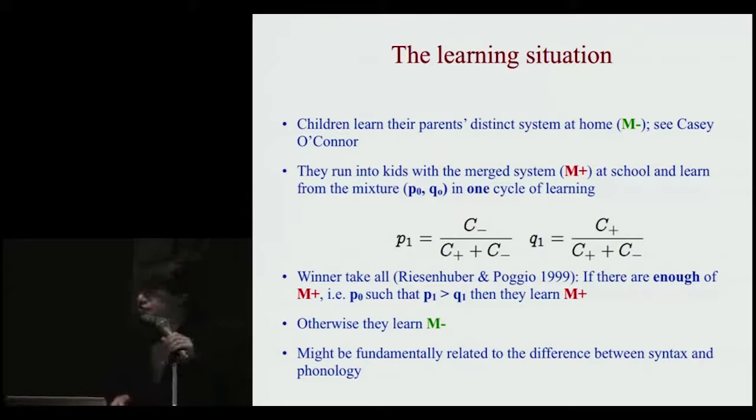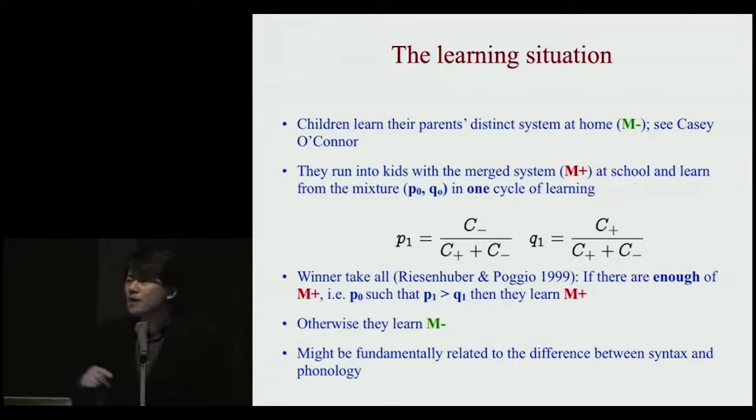Children usually learn their parents' distinct system at home, because that's where they're primarily picking up their language. So let's call this the M- system. If you paid attention to slides further back, the 3-year-olds actually pattern like their parents. But once they grow up to be in a school environment, they're going to pattern like their peers. Then they run into kids, some of whom will be speaking this M+ system, namely the merger has taken place, and they're going to be learning from a mixture of P0 and Q0.